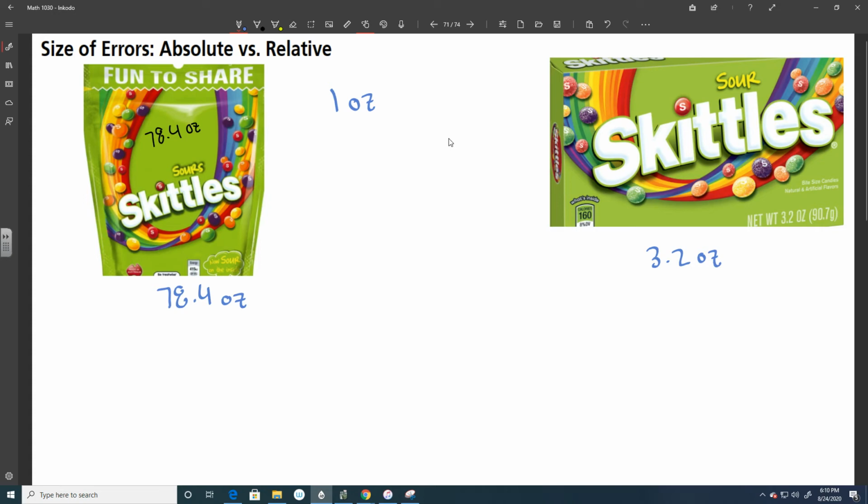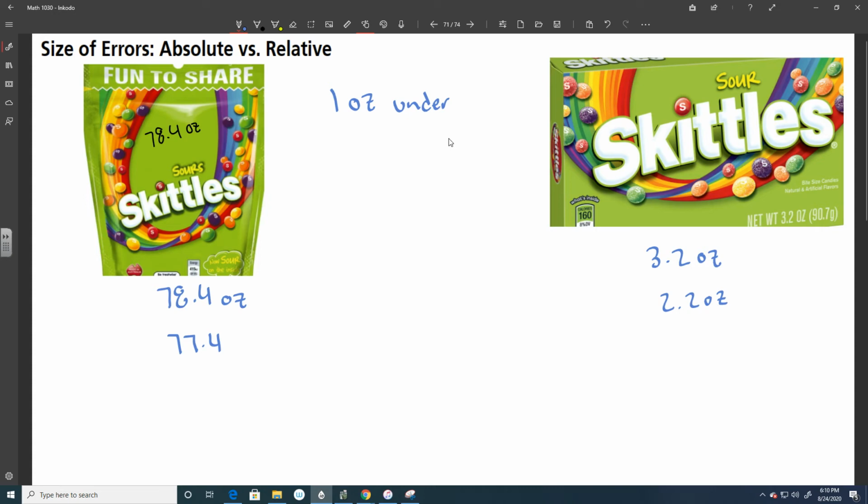Well, when you look at the great big bag, if they're supposed to be 78.4, but let's say they were 1 ounce under, so instead of 78.4, they were only at 77.4. That's not a big deal. That's 1 ounce out of almost 80 ounces. That may not seem very significant, but when you look at the little box, if they were 1 ounce under on that measurement, that means that you're only getting 2.2 ounces. That's going to feel a lot more significant.